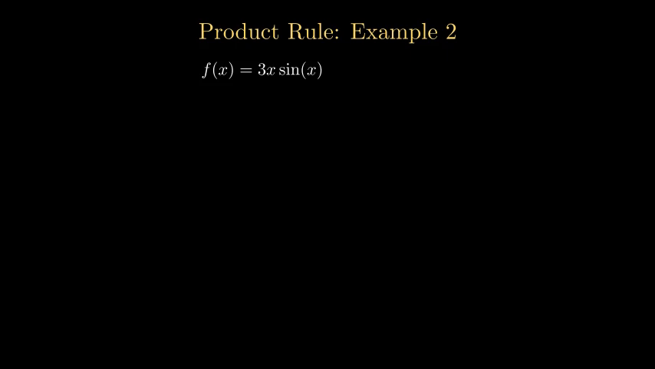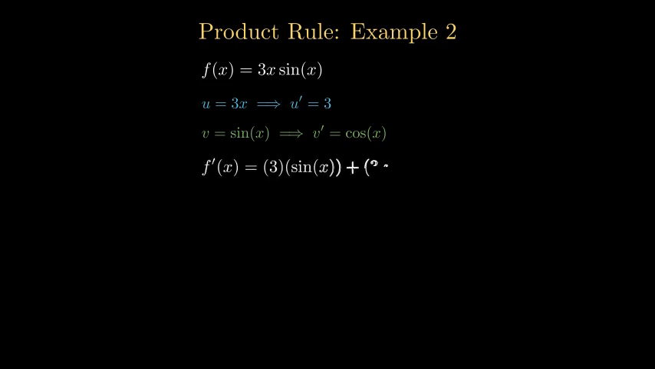Now for a trigonometric example. f of x equals 3x times sine of x. Let u equal 3x, making u prime 3. Let v equal sine of x, making v prime cosine of x. Substitute these into the product rule, u prime v plus u v prime. This simply cleans up to our final answer, 3 sine of x plus 3x cosine of x.